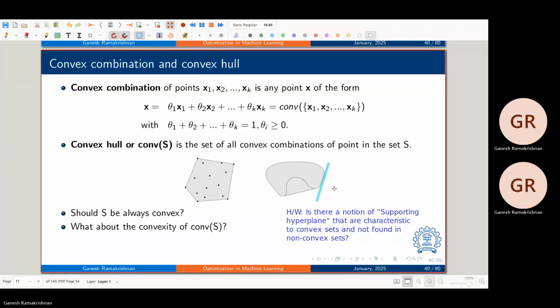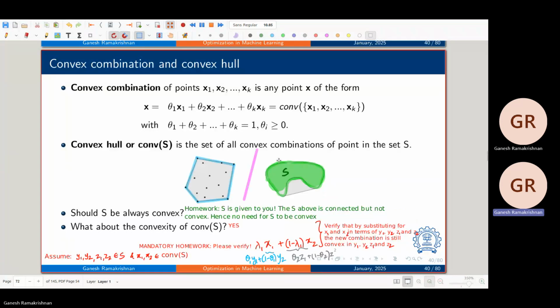Then I could not support it at arbitrary points. And this becomes easier to think about and meaningful to discuss when you consider convex hulls. So if I have considered this set, I could consider a hyperplane here, but is there a supporting hyperplane in this region? Once you fill up this entire region, then you have supporting hyperplanes. So give some thought to it. Is there a theorem? Do you think a theorem can be proved along these lines? Also, another mandatory homework is for you to verify: please verify that if S is convex, then the convex hull of S is always convex.